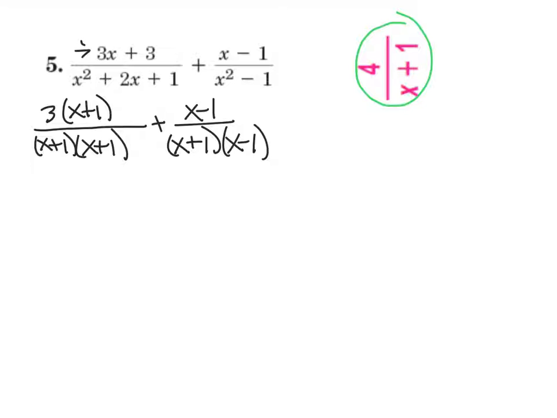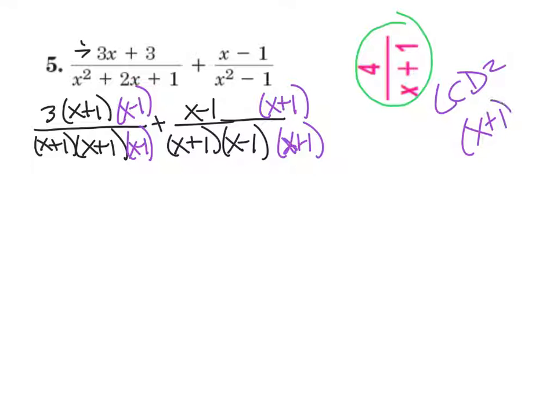So my common denominator is going to be x plus 1 times x plus 1 times x minus 1. If I think about the first fraction, what I need to multiply the top and bottom by is x minus 1. That's basically the missing factor in the first fraction. And what I need to multiply the second one by: I have x plus 1, I have x minus 1, I need another x plus 1. So my least common denominator here is x plus 1 squared times x minus 1.